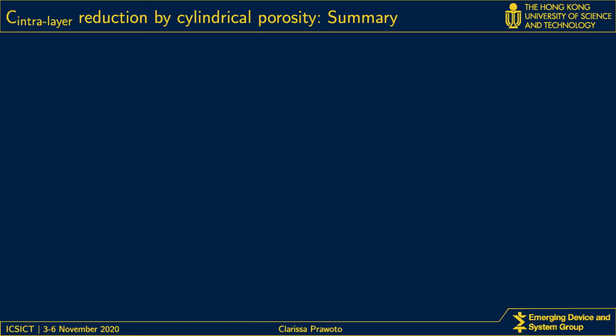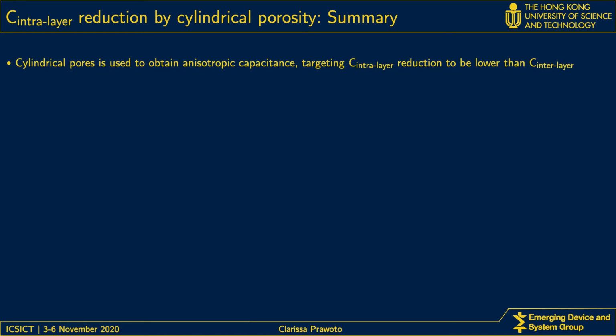With our goal to effectively reduce the intralayer capacitance, here is how far we've got. We have engineered a porous dielectric structure such that it has lower intralayer capacitance than the interlayer one. That is by using a cylindrical pore structure. The intralayer and interlayer K are 1.75 and 1.97.